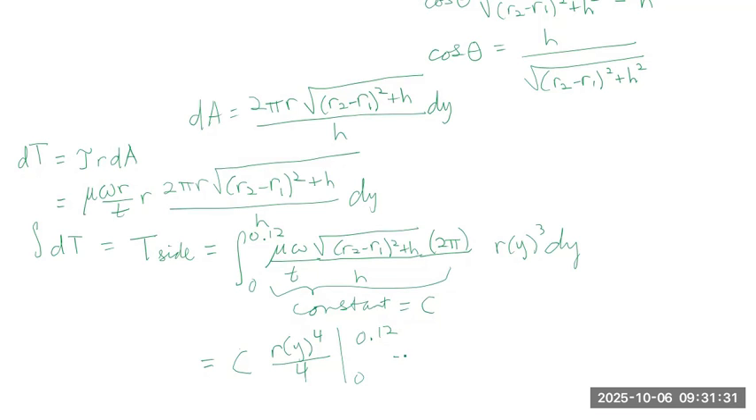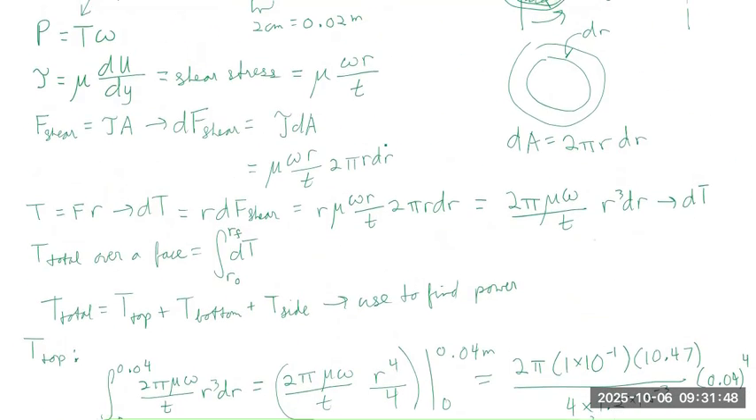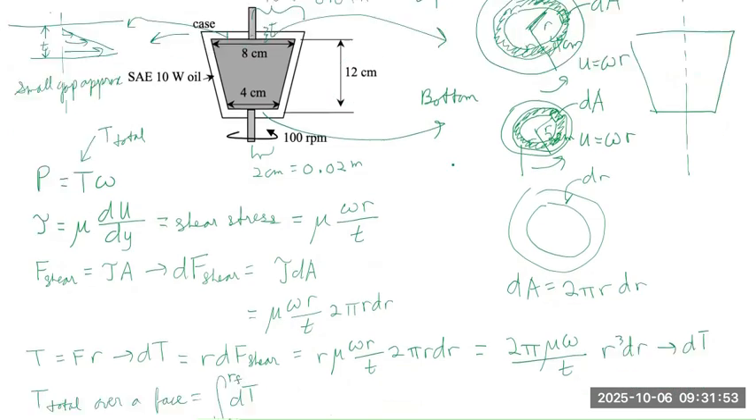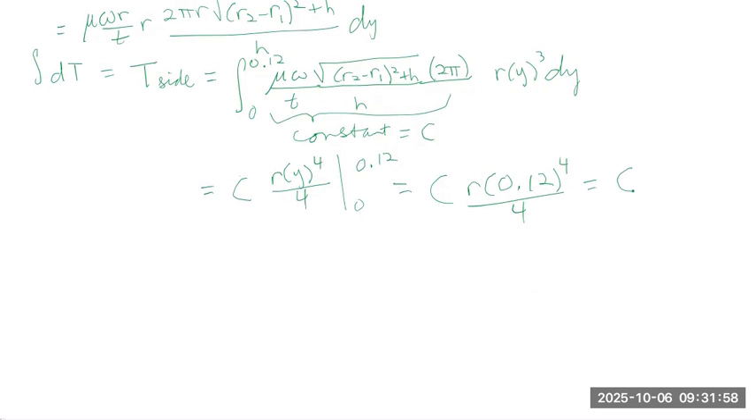So it'll give us C times R evaluated as 0.12 to the power of 4 over 4. And R at 0.12 is the radius when Y is 12 centimeters, which is 4 centimeters, which is 0.04 meters. So it's equal to C times 0.04 over 4 to the power of 4 over 4.